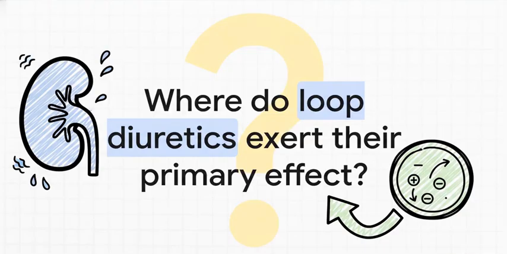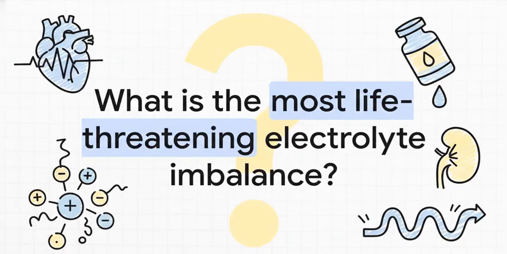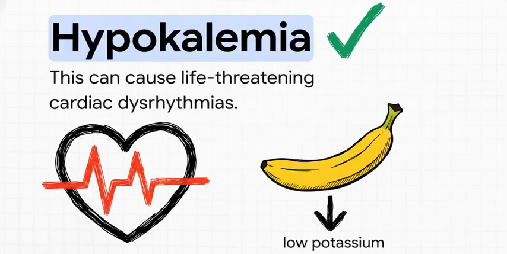First question for you. Think about the name of the drug class. Where does it work? And the answer is the thick ascending limb of the Loop of Henle. That name, loop diuretic, is your biggest clue. Question number 2. Now this is the big one. Which electrolyte are you worried about the most? You got it. It's hypokalemia. Low potassium is a top priority for the NCLEX because it can cause life-threatening heart rhythm problems.